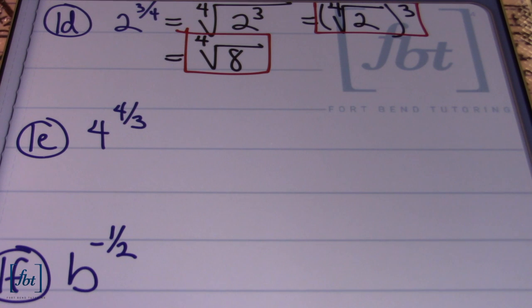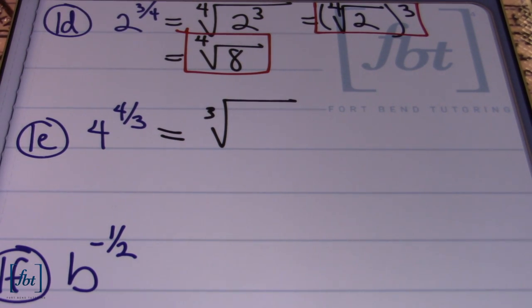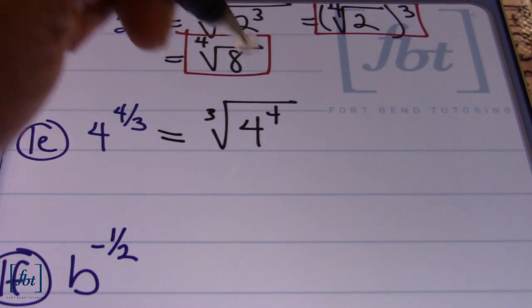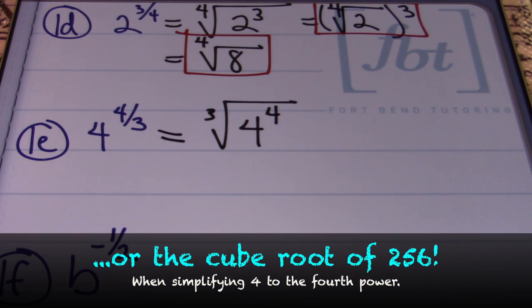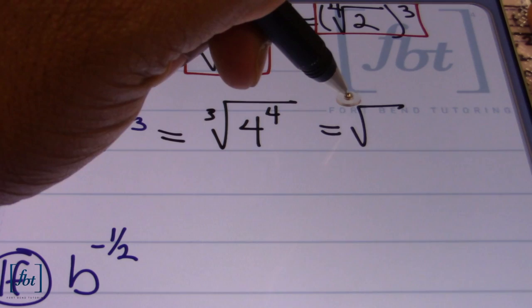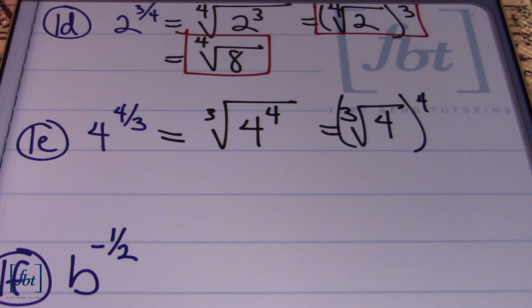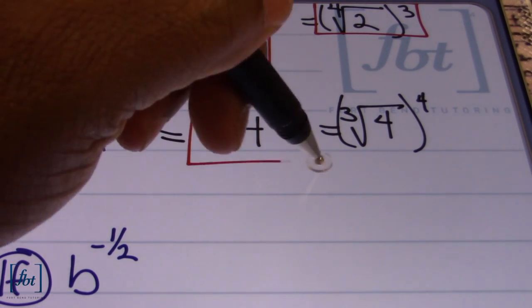Let's look at 1E. With 1E, just in converting the problem, we'll have the cube root because our index is 3. We know that because of the denominator of the fractional exponent. We'll end up with 4 to the 4th power. That's one way to convert it. That's correct. Or you could say that you have the cube root of 4 raised to the 4th power. That would also be a true statement. You could do that, and these would be the correct answers here.